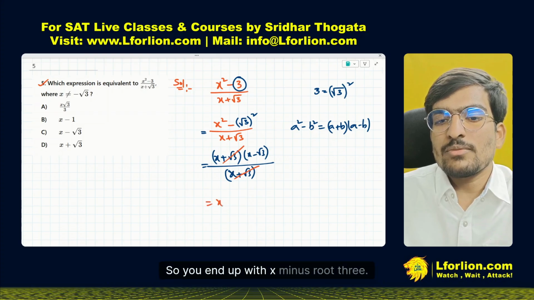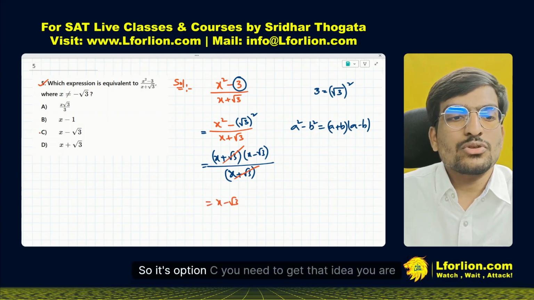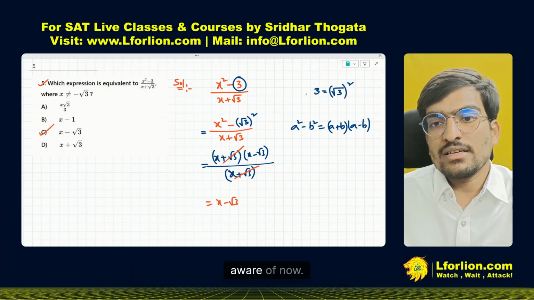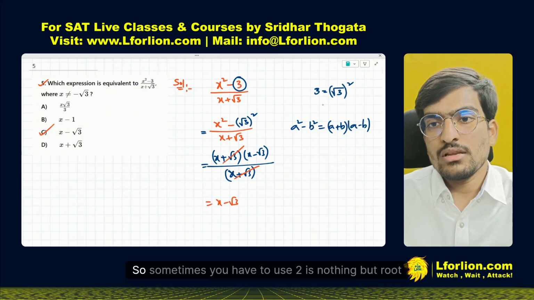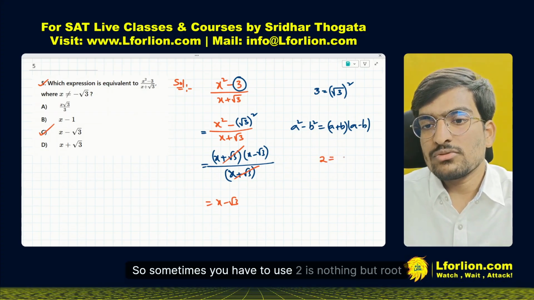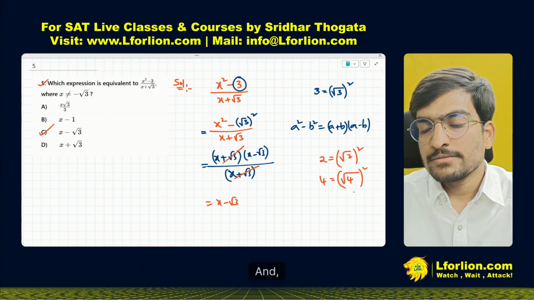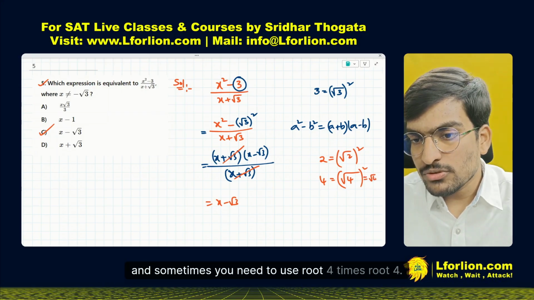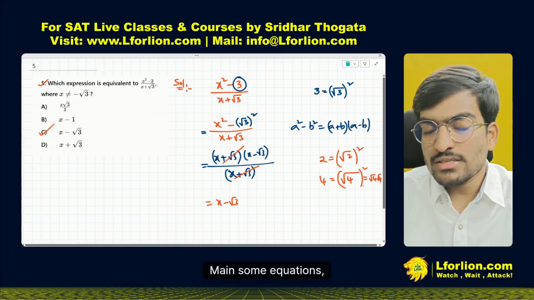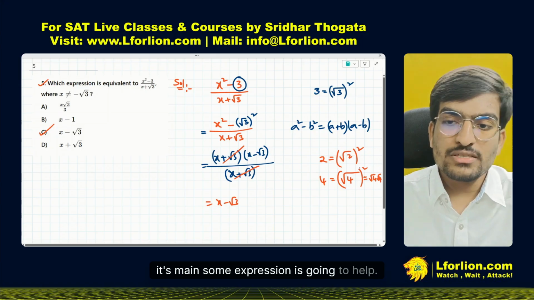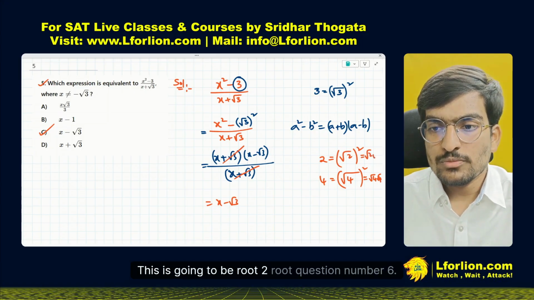So you end up with x minus root 3. So it's option C. You need to get that idea. You are aware of now. Sometimes you have to use 2 as root 2 whole square, 4 as root 4 whole square. And sometimes you need to use root 4 times root 4. In some equations, in some expressions, it's going to help. This is going to be root 2 root 2.